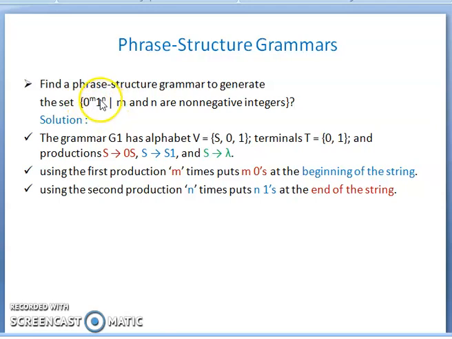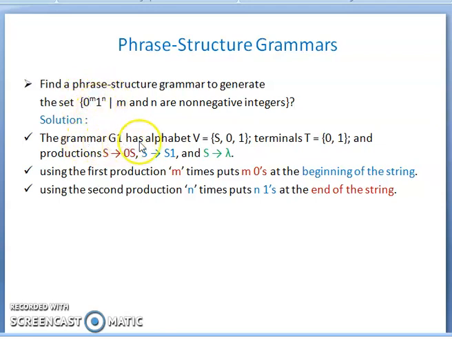Where m and n are two different non-negative integers, maybe equal. That is, m and n are non-negative integers. So 0 power m means there are m zeros and 1 power n means n ones. For example, m is 2 means there are 2 zeros, n is 3 means there are 3 ones: 2 zeros and 3 ones. Like that, you define m zeros and n ones.